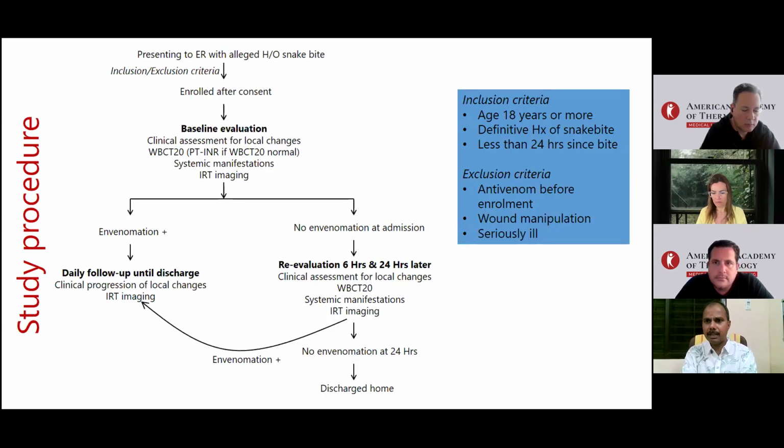So we enrolled adults who presented to our emergency within 24 hours after a snake bite. We did a standardized clinical evaluation. We did infrared imaging when they presented to the emergency, 6 hours later, then 24 hours later. If they were diagnosed to have envenomation, then we repeated infrared imaging once every day until they got discharged from the hospital, for a maximum of 7 days. If they didn't have any envenomation, they were sent home after 24 hours.